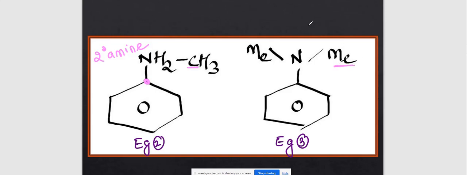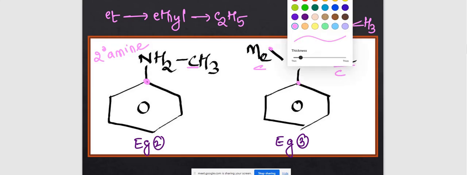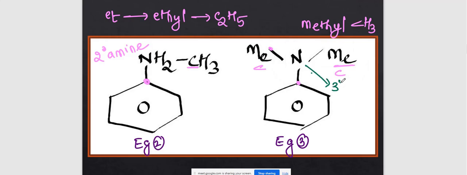What is this Me? Me is a shortcut for the methyl group. If they write Et, it is a shortcut for the ethyl group. Ethyl is C2H5, which we write as Et in shortcut. Methyl is CH3, which we write as Me. Every methyl is one carbon. Here also one carbon, and one more carbon from the benzene ring. So a total of 3 carbons are directly connected. So the nitrogen atom here is a 3 degree amine.